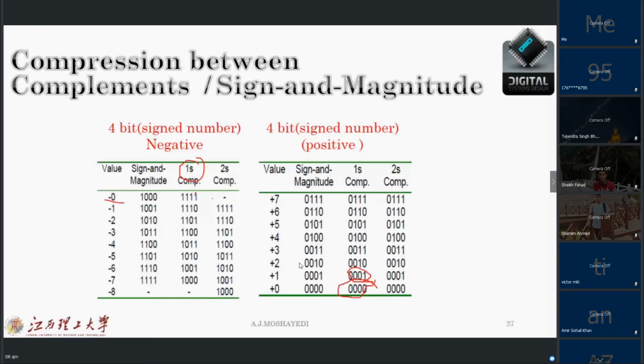And 2's complement, it's a better way. What is 2's complement? In 2's complement, we don't have the problem for positive 0 and negative 0.